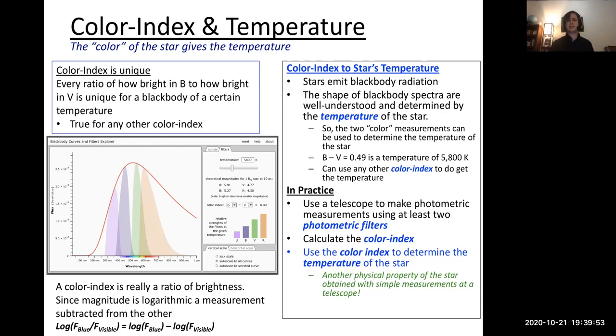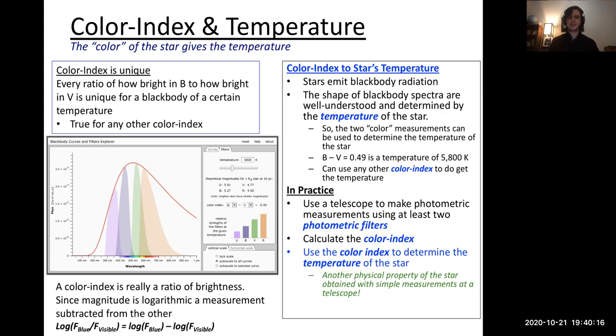So we just went to the telescope. All we did is we took 2 measurements. We used these photometric filters to measure the B magnitude of a star and the V magnitude of the star, and subtracted those 2 values from each other, B minus V, to get our color index. And then that color index can tell us the temperature of the star. A new way to determine temperatures that's really, really simple and efficient.